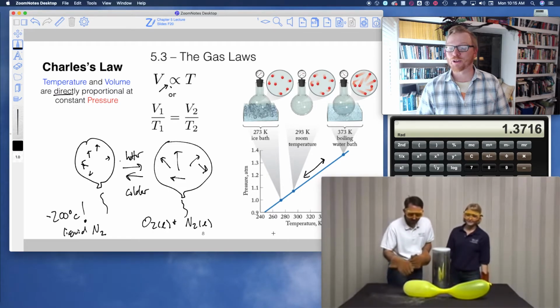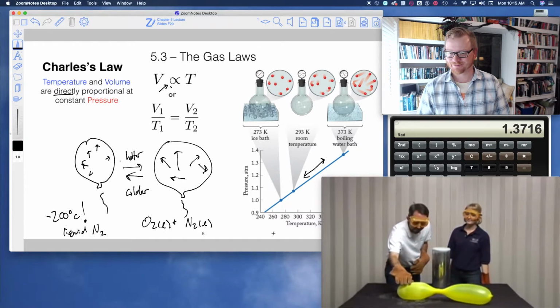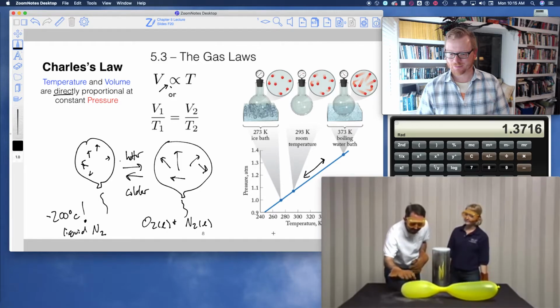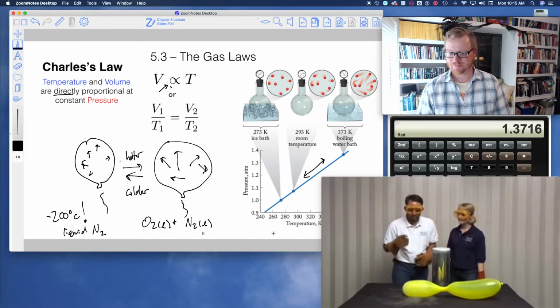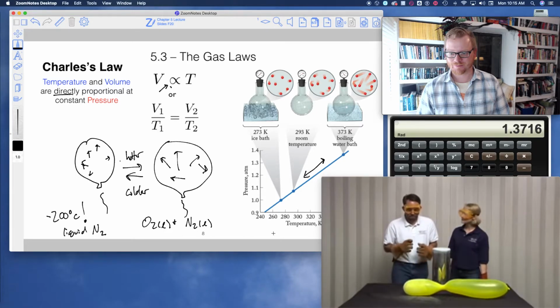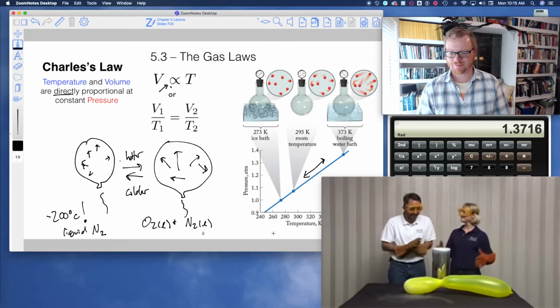Now all those molecules are warming up. Faster, they take up more space, and the balloon gets bigger. Exactly.